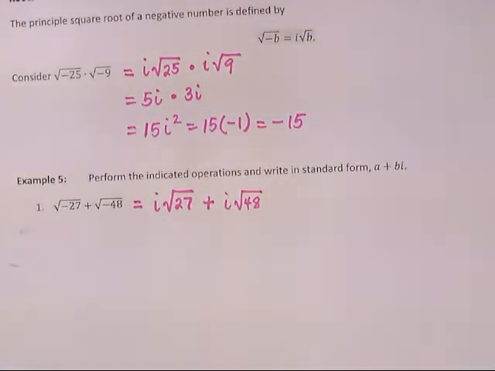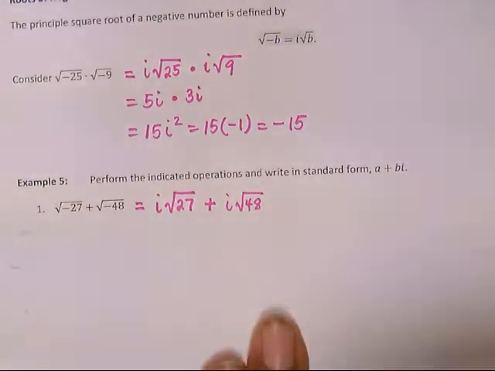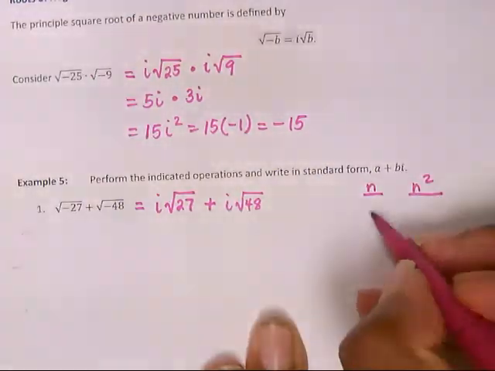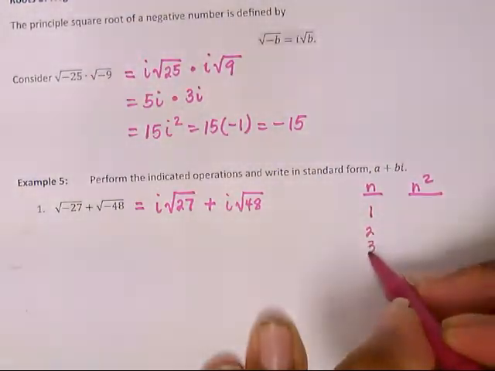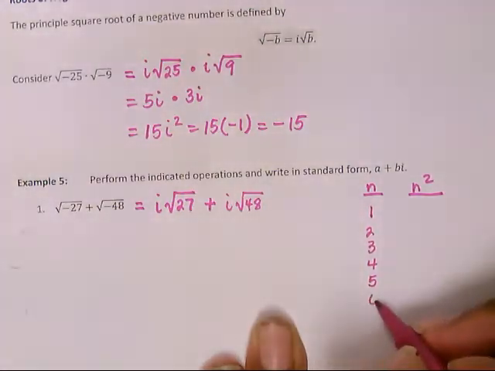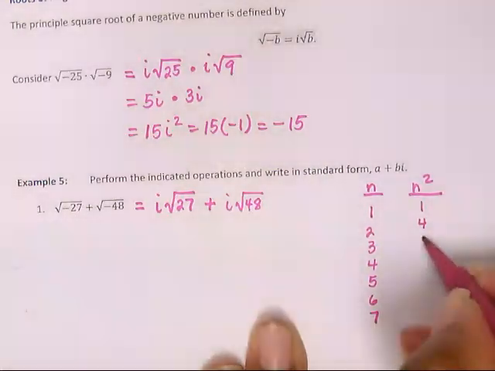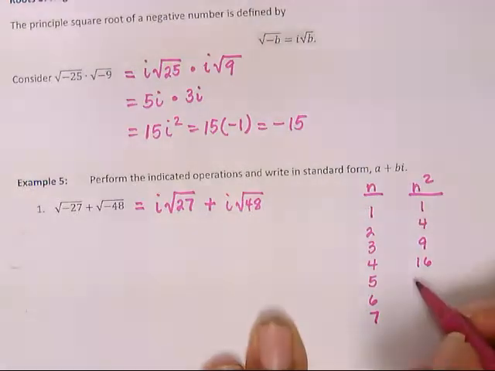Now, the square root of 27 and the square root of 48 are not perfect squares, which means we need to find the largest perfect square that can go into 27 and the largest perfect square that can go into 48. So with this one, if I go up to, let's say, 7: 1 squared is 1, 2 squared is 4, 3 squared is 9, 4 squared is 16, 5 squared is 25, 6 squared is 36, 7 squared is 49.